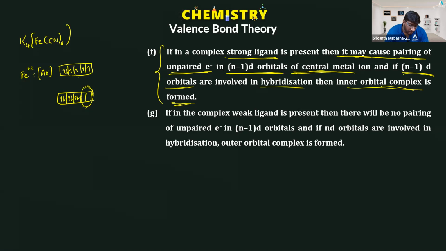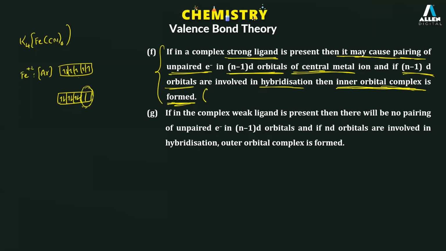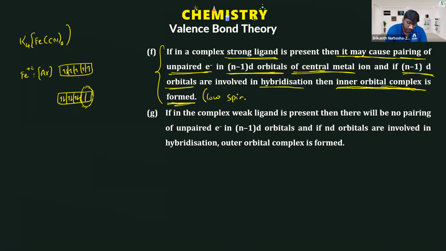If the empty inner orbitals are involved in the hybridization, then what type of complex is formed? Inner orbital complex is formed. Inner orbital complex is going to be a low spin complex or a high spin complex? Low spin complex. Low spin, right? Because of pairing, the spin has decreased. So it is said to be a low spin complex. Inner orbital complex is also called a low spin complex.